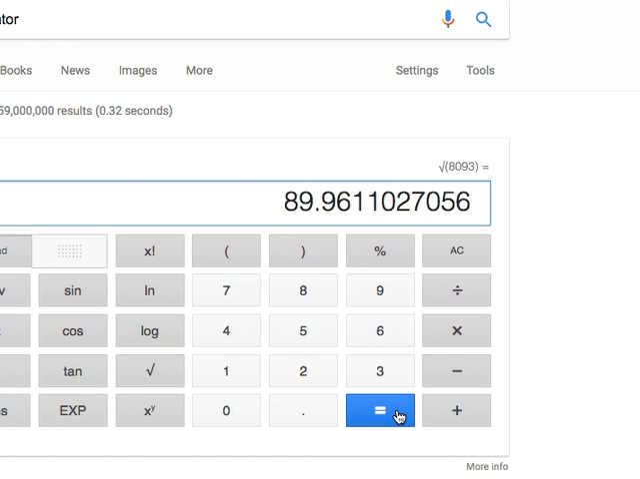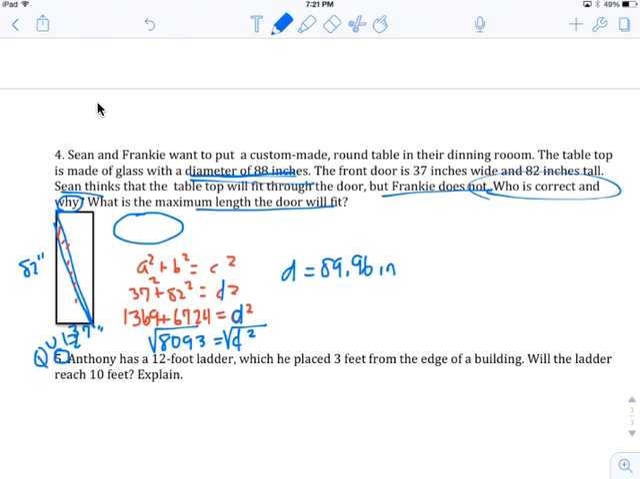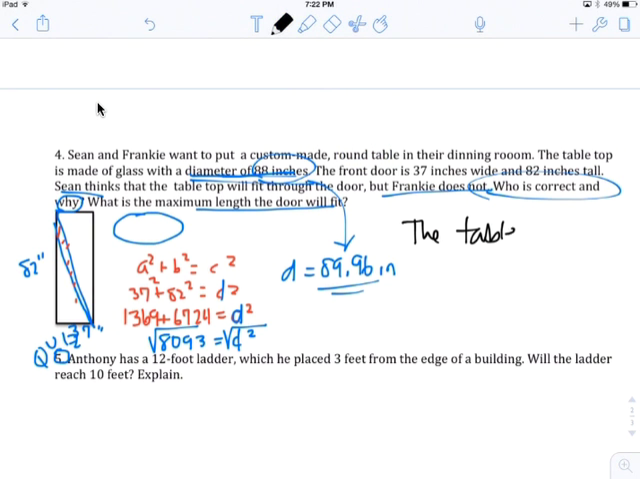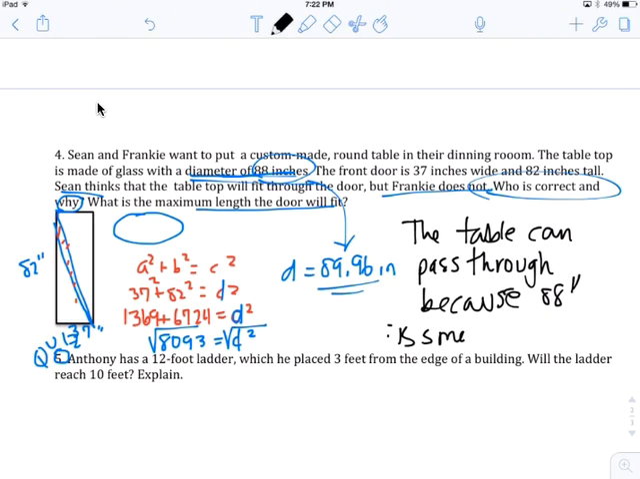So the table's 88, so the door can go in. The table can go through. The table can go through because the table is smaller than the doorway. The table can pass through the door because 88 inches is smaller than 89.96 inches.